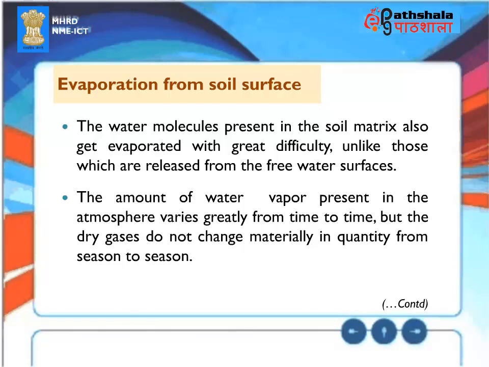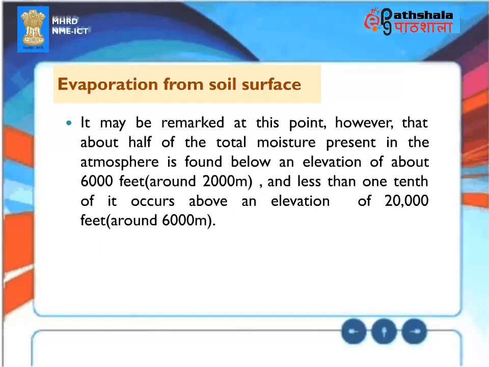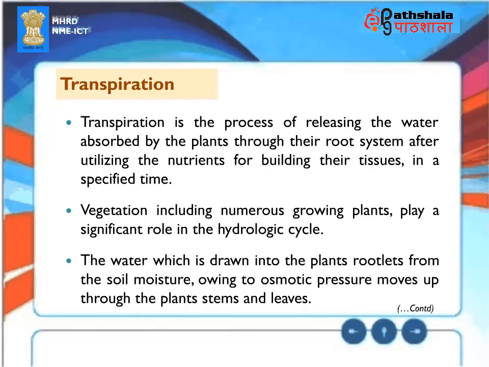The amount of water vapor present in the atmosphere varies greatly from time to time, but the dry gases do not change materially in quantity from season to season. It may be remarked at this point, however, that about half of the total moisture present in the atmosphere is found below an elevation of about 6,000 feet, and less than 1/10 of it occurs above an elevation of 20,000 feet.